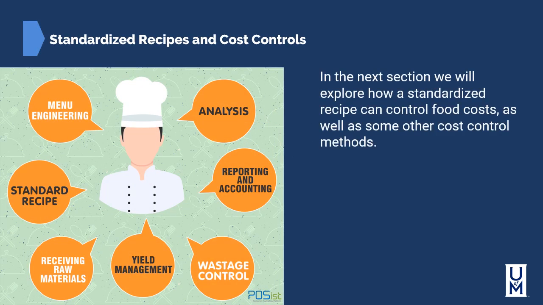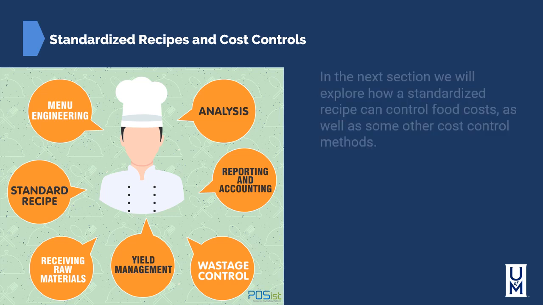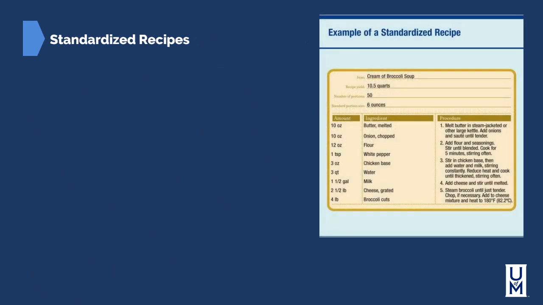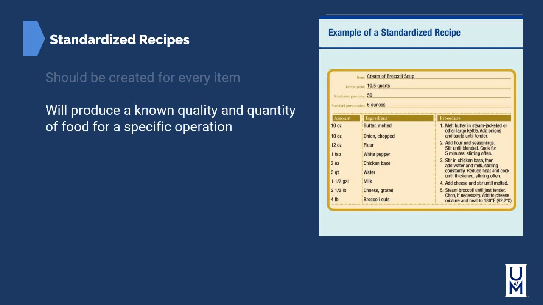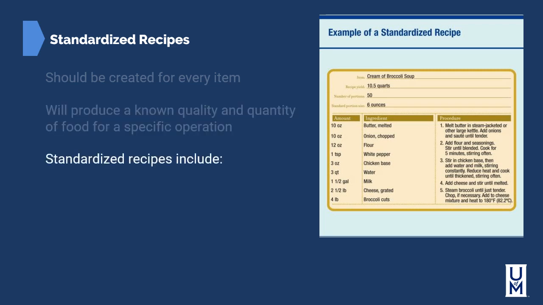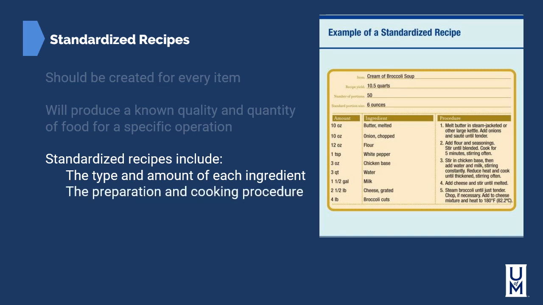In the next section, we'll explore how standardized recipes can control food service cost, as well as some other cost control methods. Standardized recipes should be created for every item on your menu, whether you are doing ranch dressing, cream of broccoli soup, or a steak and potato entree. They will produce a known quantity and quality of food for a specific operation. Standardized recipes include the type and amount of each ingredient, the preparation and cooking procedure, and the yield and portion size.